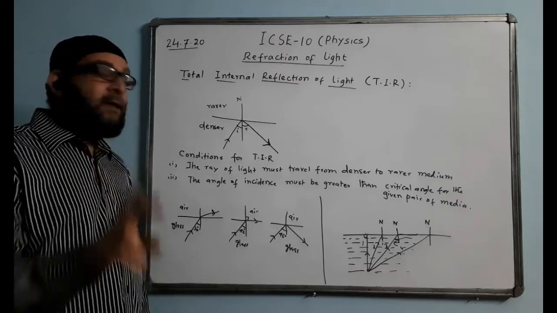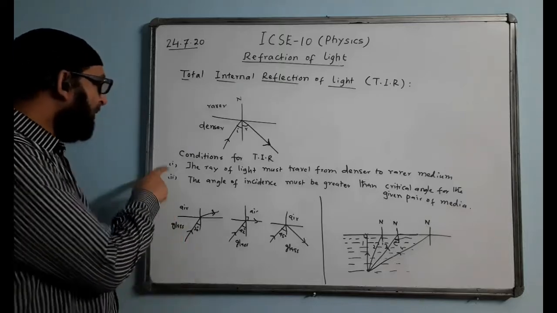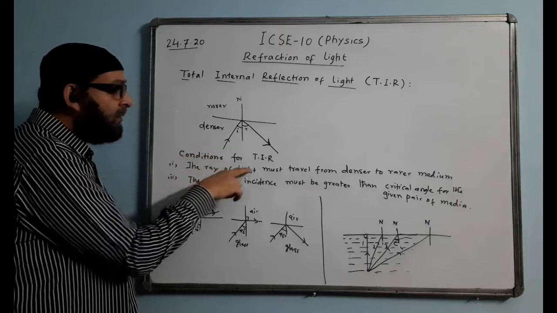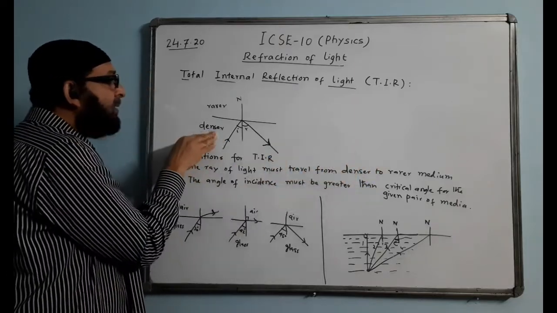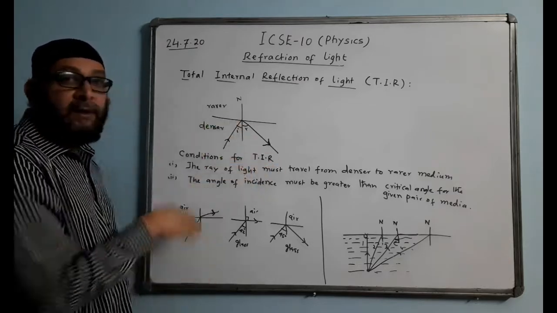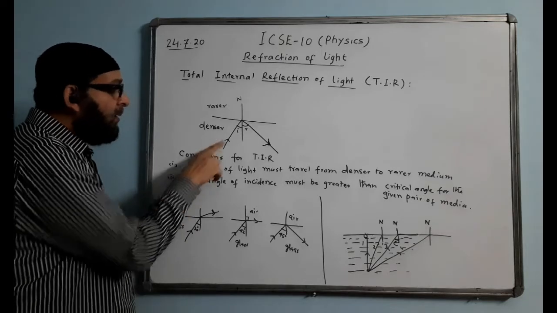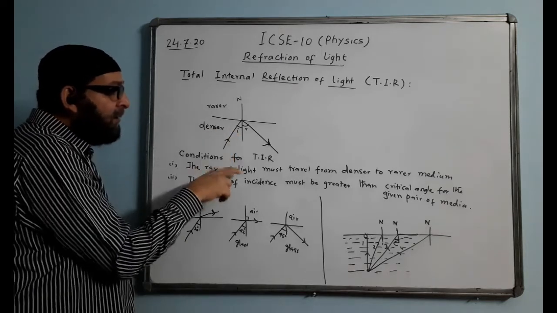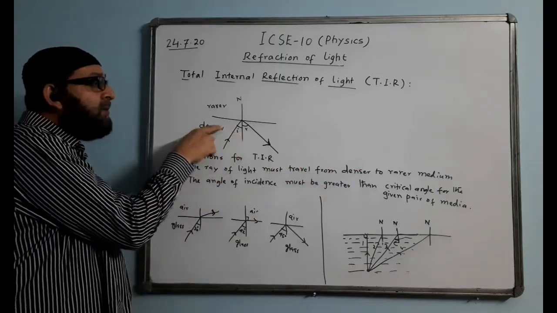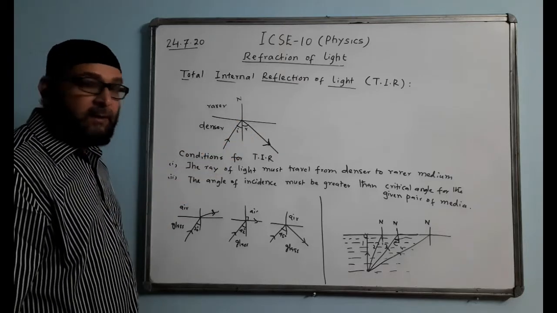So there are two necessary conditions for TIR to take place, which I have written over here. You can also have a look at it. The ray of light must travel from the denser to the rarer medium, because TIR takes place at this time only. The ray will be completely reflected back in the same denser medium. The second condition is that the angle of incidence in the denser medium must be greater than the critical angle. I must be greater than C. Then only this will happen. Otherwise, this will not take place.